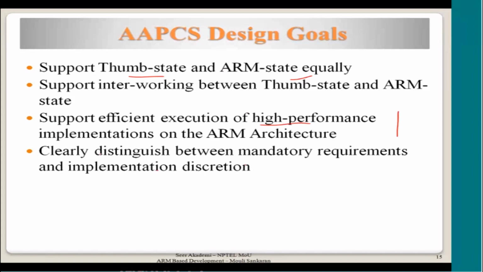The generated code clearly distinguishes between mandatory requirements and implementation decisions. We have to give some freedom to the tool vendor who is generating the object code. If everything is defined by a standard, then, since there may be so many C compilers for the ARM processor, one may be performing better than the other. How is it doing so? It is because of the ingenuity, intelligence and innovation that each tool vendor incorporates in their implementation.